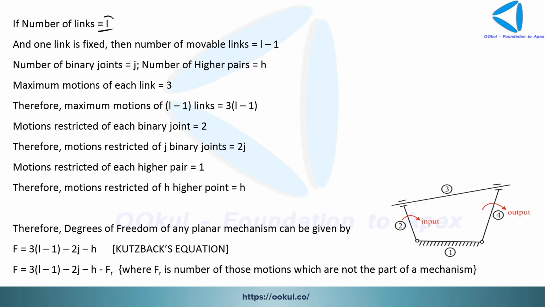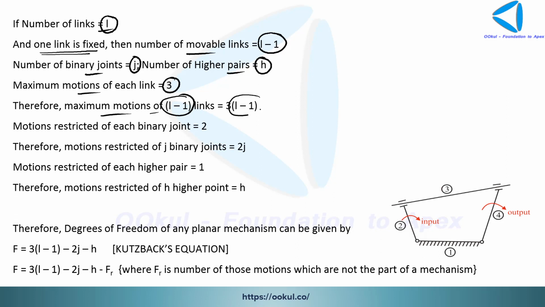Now see, if the total number of links are L, and we know that one link must be fixed, because we discussed how we obtain a mechanism from a kinematic chain. So if one link is fixed, then the total number of movable links becomes equal to L minus 1. Clear? Now, if the number of binary joints equals J and the number of higher pairs equals H. Clear? So we have already seen in 2D the maximum motions of each link is equal to 3. Therefore, maximum motions of L minus 1 links will be equal to 3 into L minus 1.